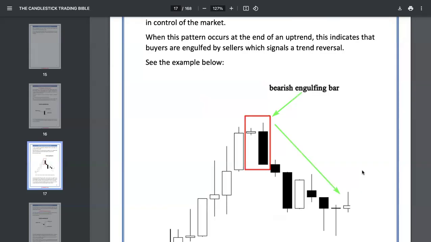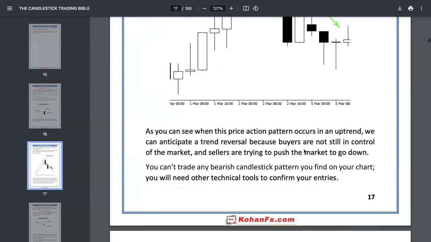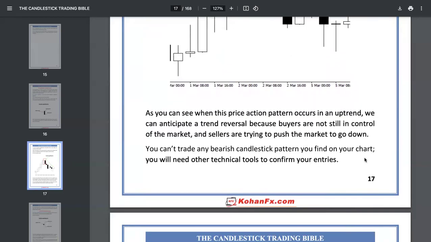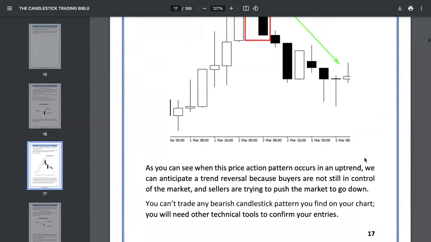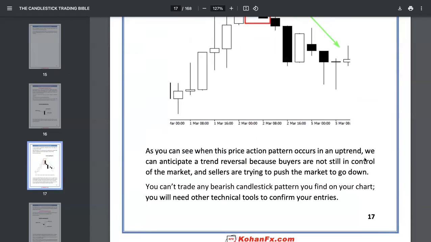signals a trend reversal. In this example below, you see that we have an uptrend, and then within the uptrend, we have an engulfing candle, a bearish engulfing bar, and then the trend reverses from an uptrend to a downtrend. As you can see, when this price action pattern occurs in an uptrend, we can anticipate a trend reversal because buyers are not in control of the market, and sellers are trying to push the market to go down.